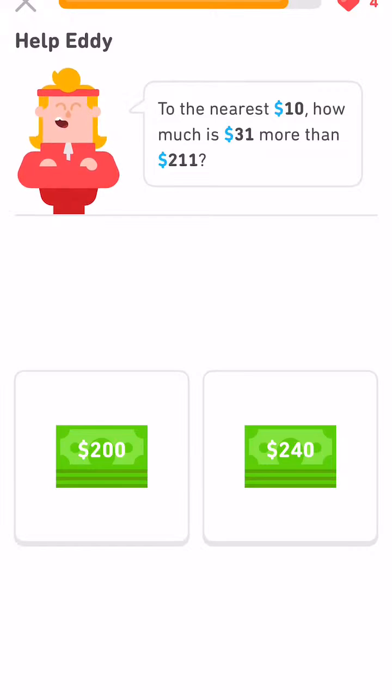How much more is $31 more than $211? So we have to round. So I'll say 210 plus 30, so that's 240.